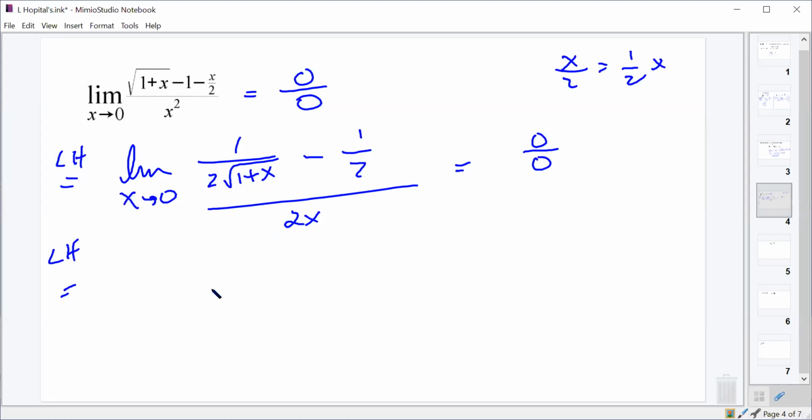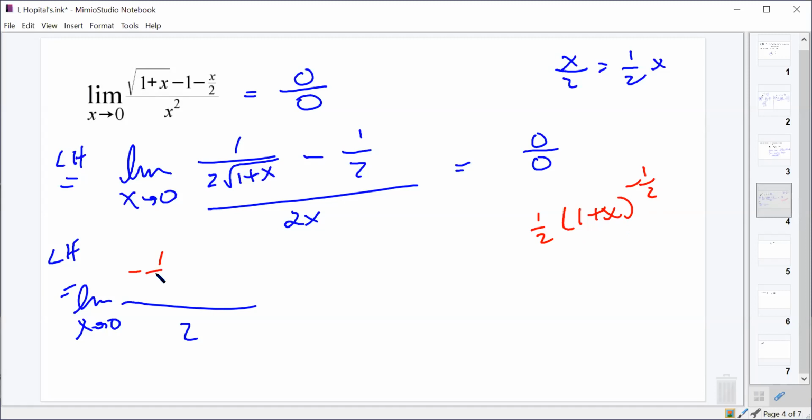Reapply the rule. So in the denominator, we're just going to have a 2, right? And the minus 1/2 is going to go away. So we have to deal with this 1/2 root 1 plus x, or 1/2 of 1 plus x to the negative 1/2. What's the derivative of that? It should be negative 1/4 times 1 plus x to the negative 3/2 times the derivative of 1 plus x, which is just 1.